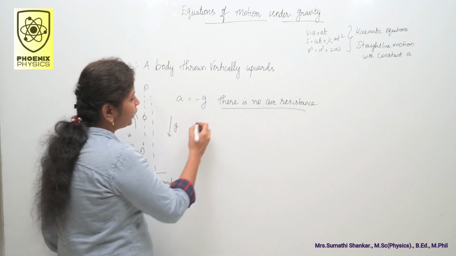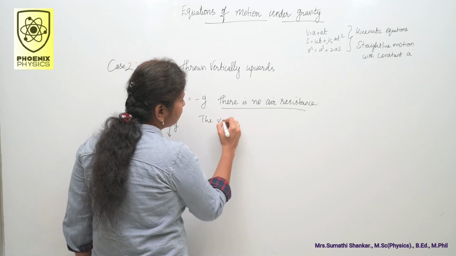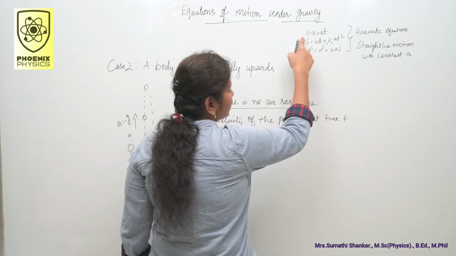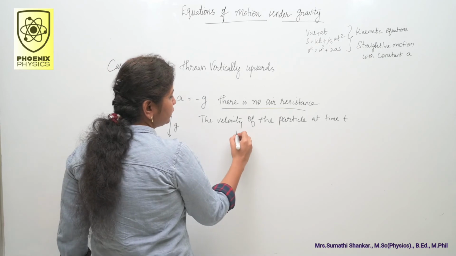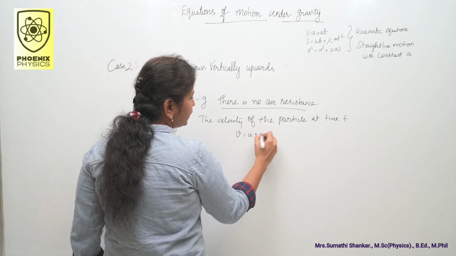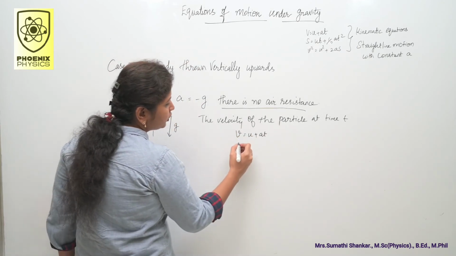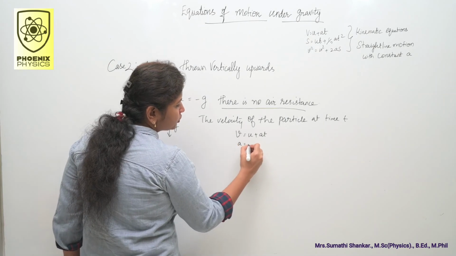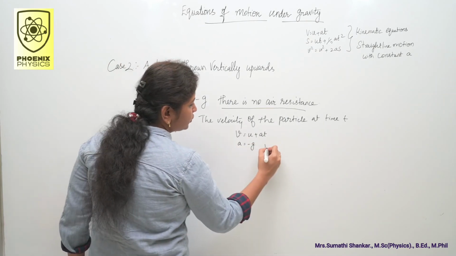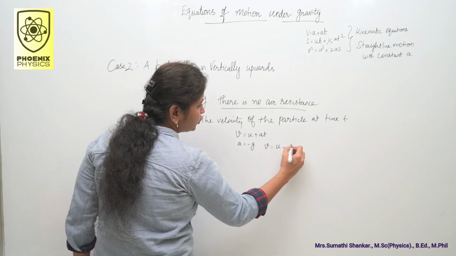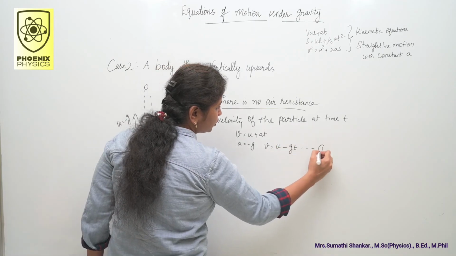How do you calculate the velocity of the particle at time t? Consider the first kinematic equation, that is v is equal to u plus at. Here instead of a you can substitute minus g. So v is equal to u minus gt. This is our equation 1.